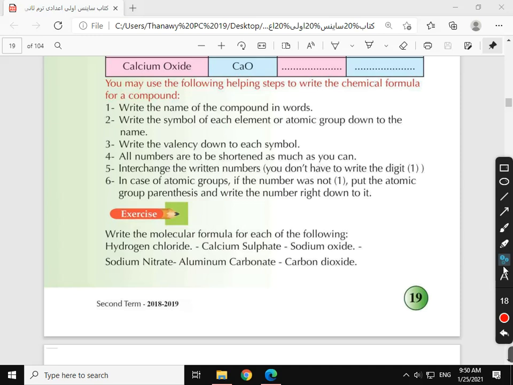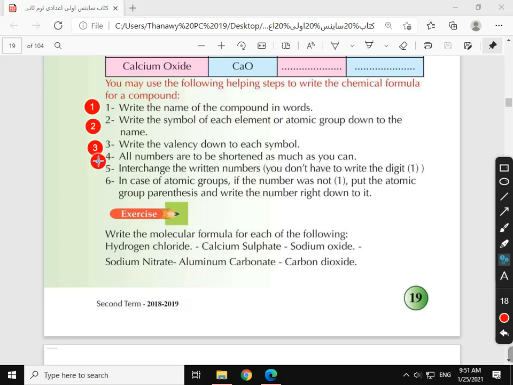To write the chemical formula, we have steps. Step number 1, write the name of the compound in words. Number 2, write the symbol of each element or atomic group down to the name. 3, write the valency down to each symbol. Number 4, all numbers are to be shortened as much as you can.